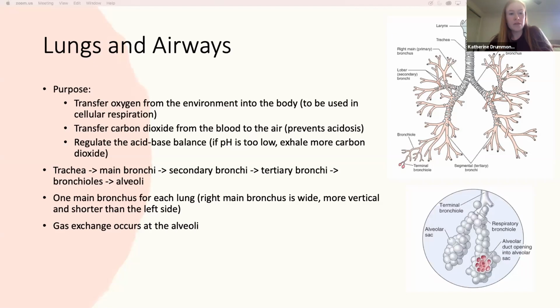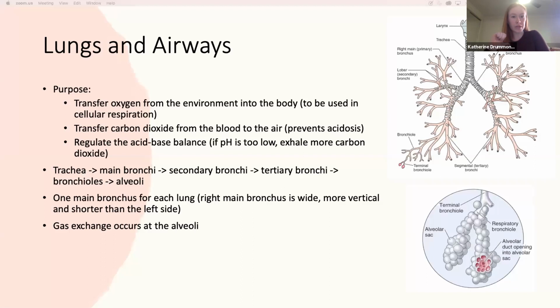And then you can see in this image here, we begin with our trachea, and it basically comes down to about here, and then it bifurcates into our 2 main bronchi, and then it goes into our secondary bronchi, our tertiary bronchi, our bronchioles, and then our alveoli.